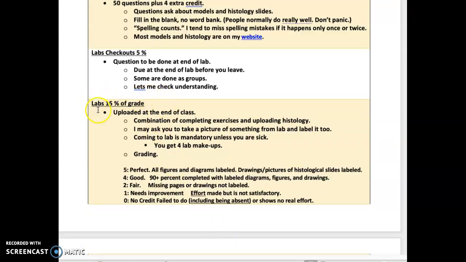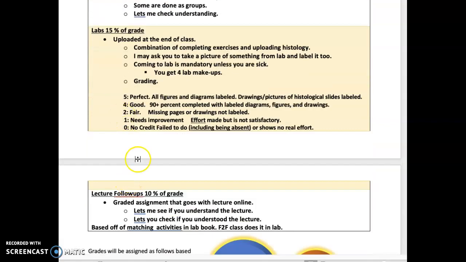Labs are 15% of your grade. I have makeups for every single lab, basically completing the exercises and uploading it. I may ask you to take pictures or upload something. I have instructions on the orientation. You get 4 makeups for missed labs, and grading is 5 perfect, 4 good, 3, 2, 1.